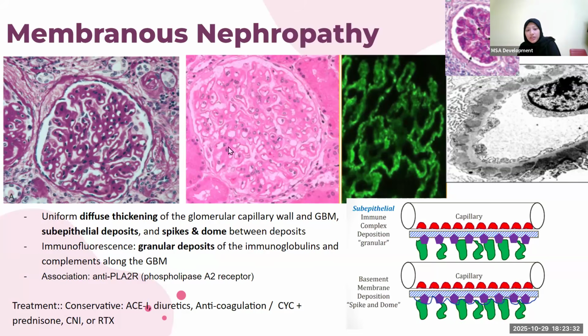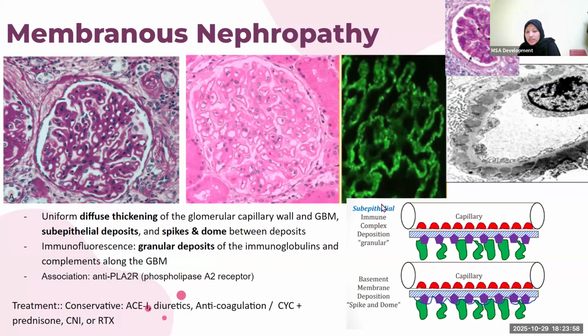This is what you see in light microscope, and then in the electron microscope, there's a reason why the glomerular basement membrane thickens. It's because of a reaction to deposits. So membranous nephropathy has subepithelial deposits, meaning this.